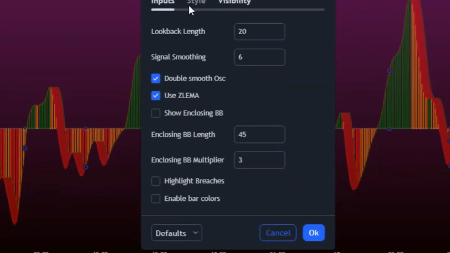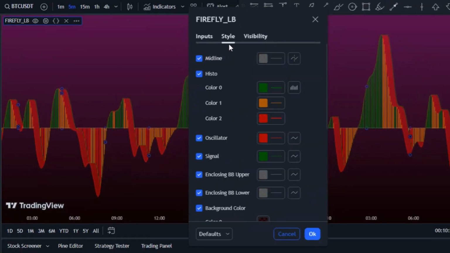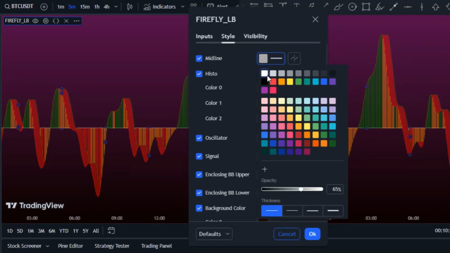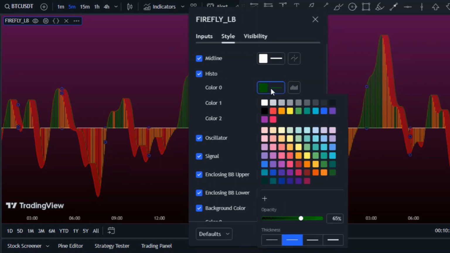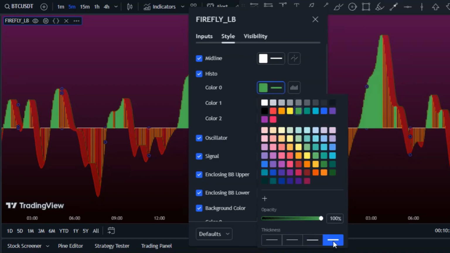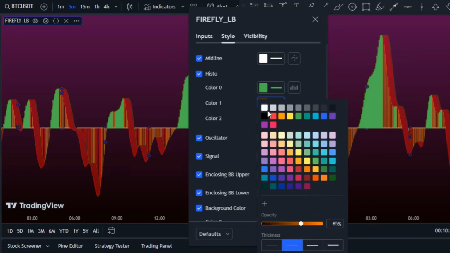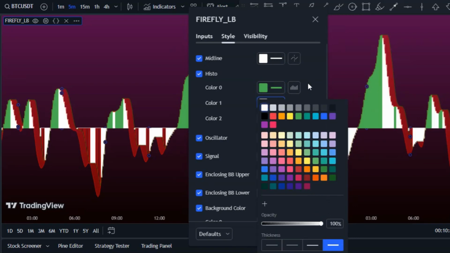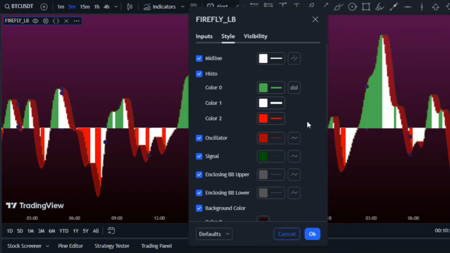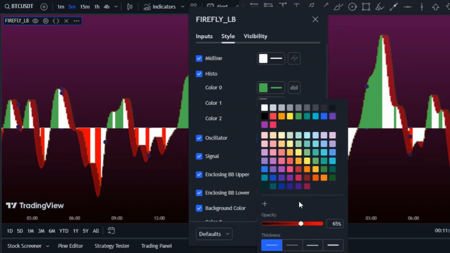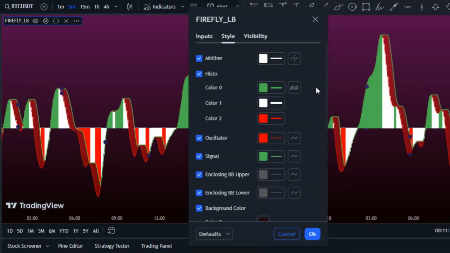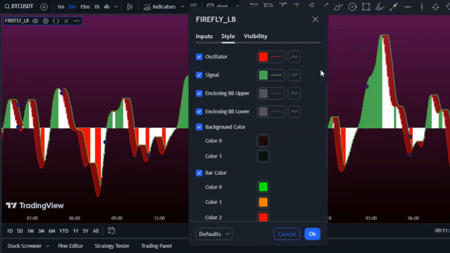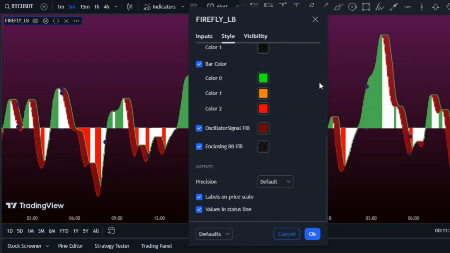Then head over to the Style and change midline color to white and increase its opacity slightly. Then set histo colors to green, white and red respectively. Set oscillator color to red and signal color to green. Finally, set bar colors to green, white, and red respectively.